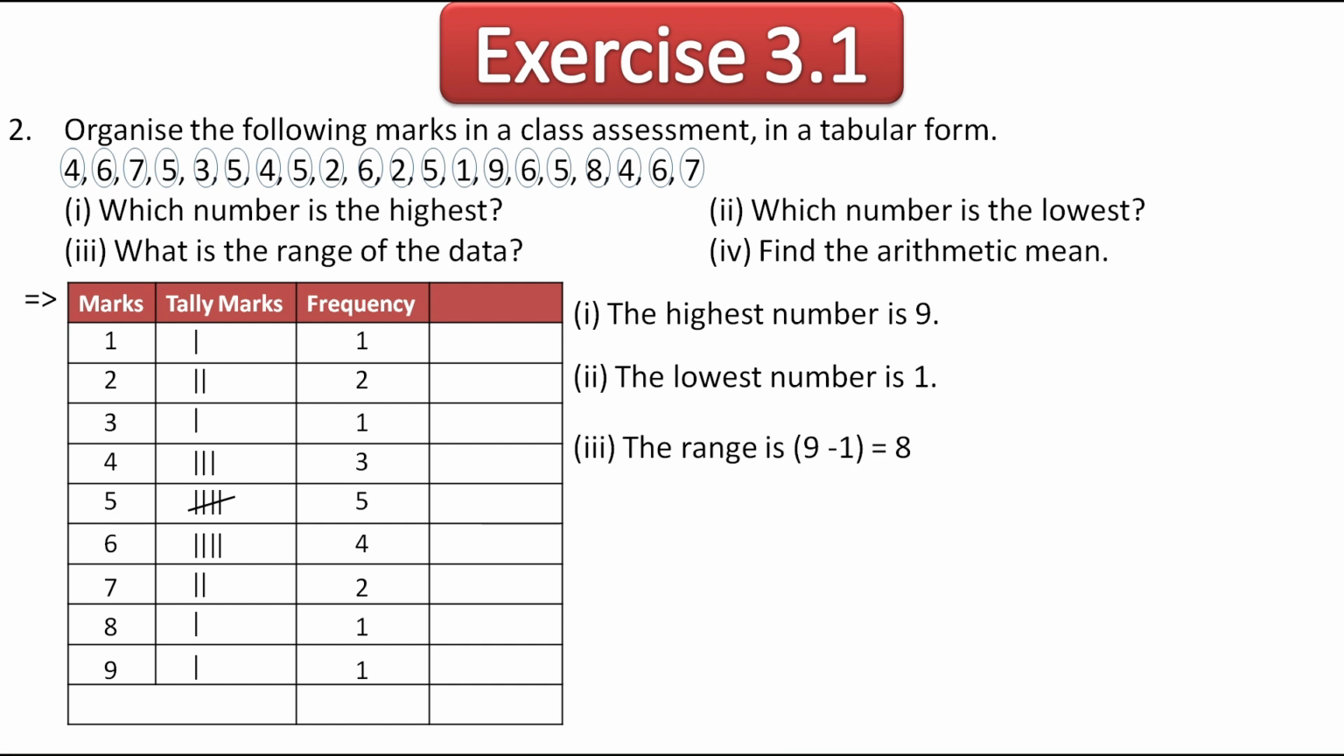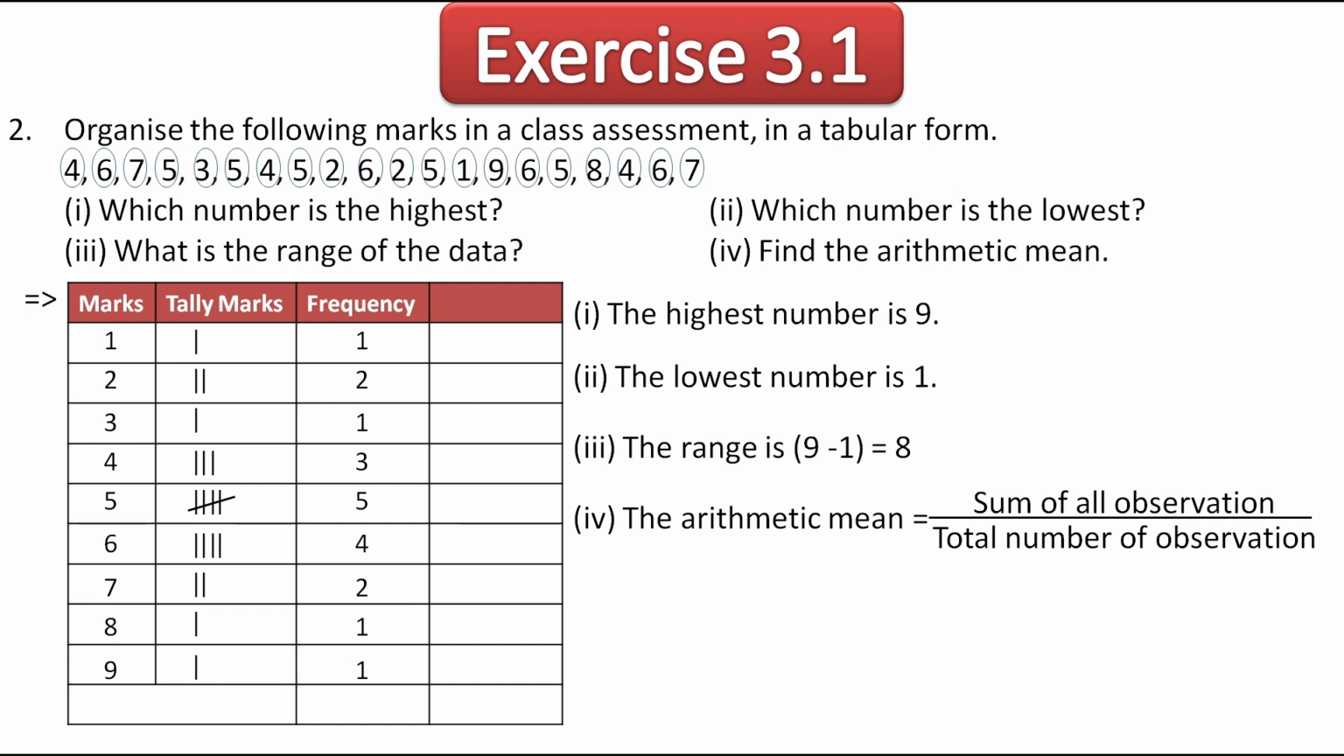Now we have to find the arithmetic mean, and the formula for arithmetic mean is the sum of all observations upon the total number of observations. Now sum of all observations means what? We have to add all these marks, right? And that is a little bit difficult.